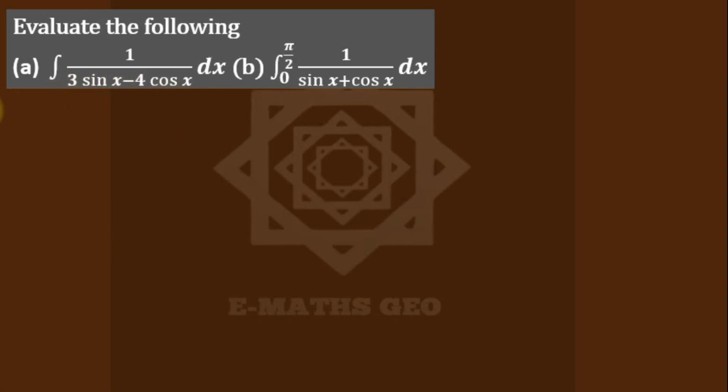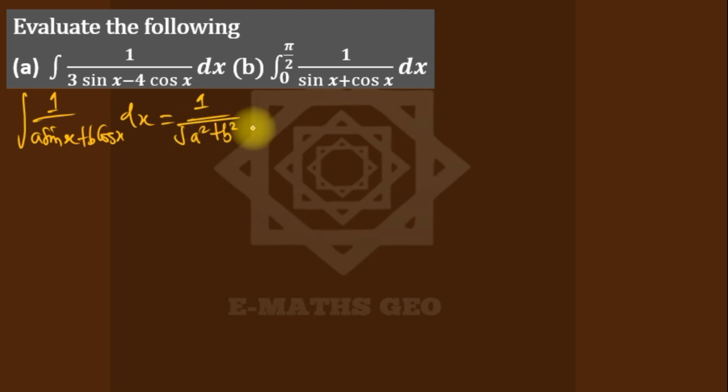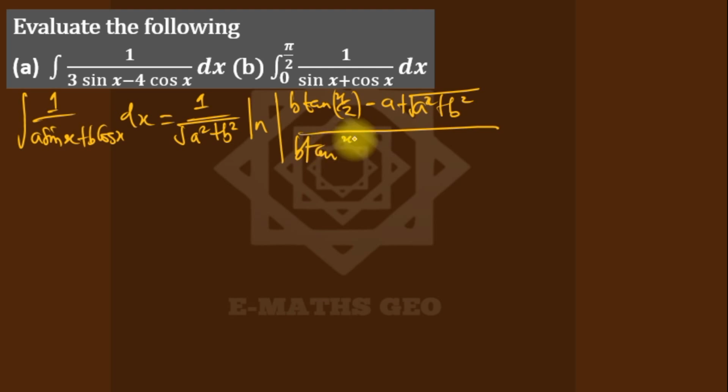So to evaluate this, we use our special formula that the integral of 1 over a sine x plus b cos x dx is always equal to 1 over square root of a squared plus b squared ln of b tan half x minus a plus square root of a squared plus b squared over b tan half x minus a minus square root of a squared plus b squared plus k. So we're going to use this special formula to solve this.